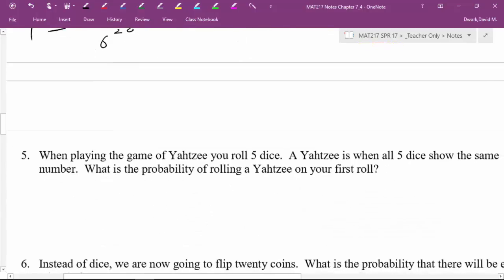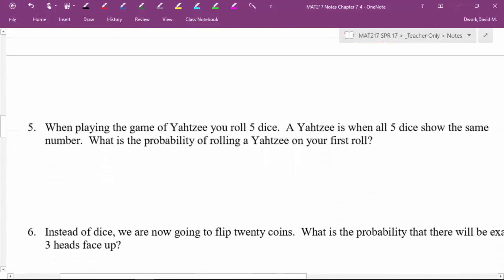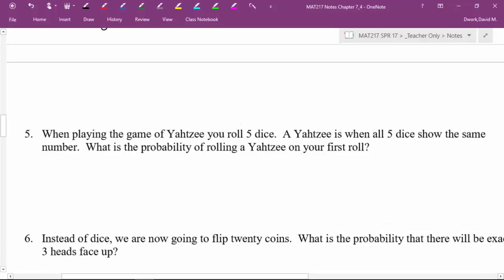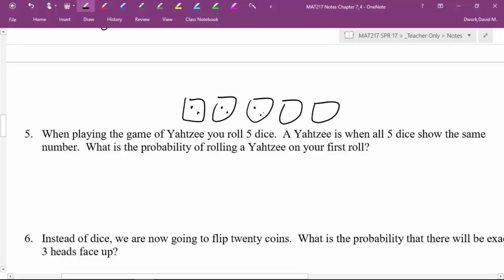Okay, let's look at another one. Now, when you're playing the game Yahtzee, you roll 5 dice. A Yahtzee is when all 5 dice show the same number. So when you roll the dice, if all 5 dice were showing the number 2, for example, so we got a 2, a 2, a 2, a 2, and a 2, that would mean you got a Yahtzee, and you would yell Yahtzee, and then the whole world would applaud.